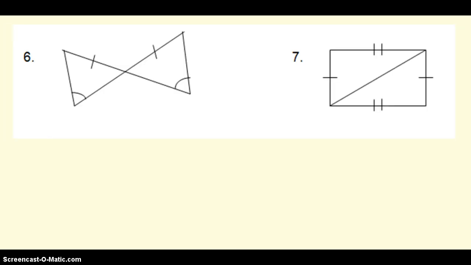Alright, number 6. Go ahead, pause, and try this here. In number 6, we have a pair of vertical angles. So I have two pairs of angles and one pair of sides. I can either be angle, angle, side, or angle, side, angle, or again, it could be none.